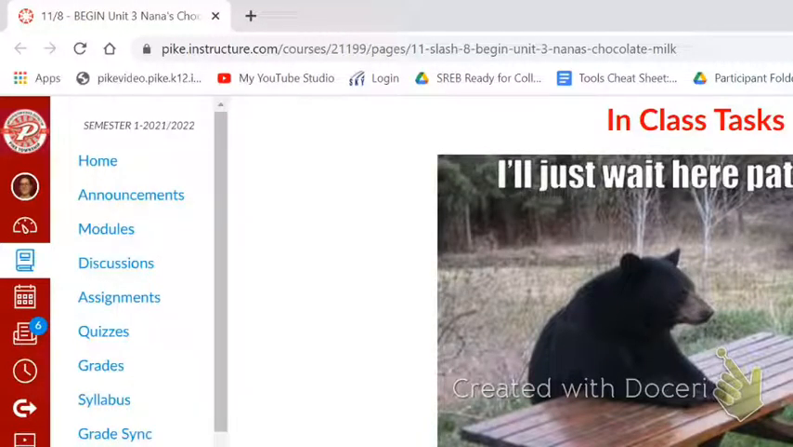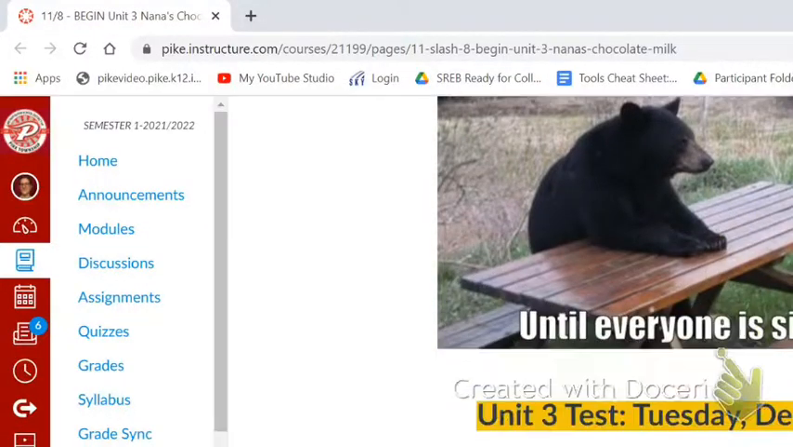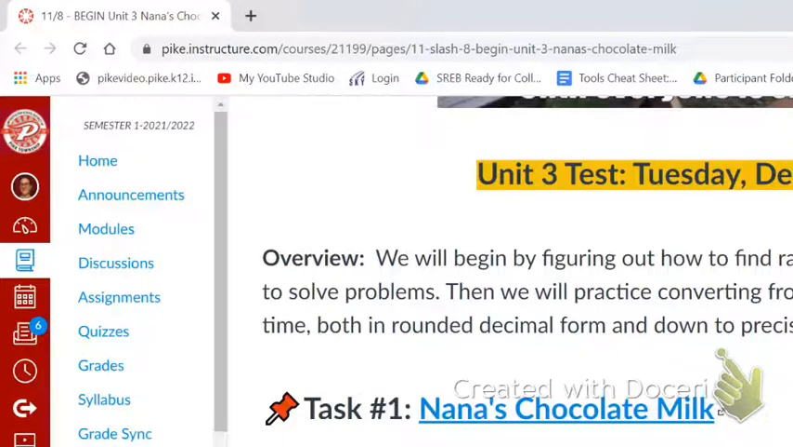So we're going to start Unit 3. This is our last unit before final exams because we take the test over it December 7th. That is 1 week before final exam starts. So we'll take the test over this unit, and then we'll have a week to prepare for finals.